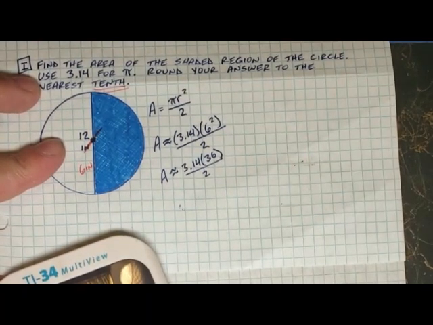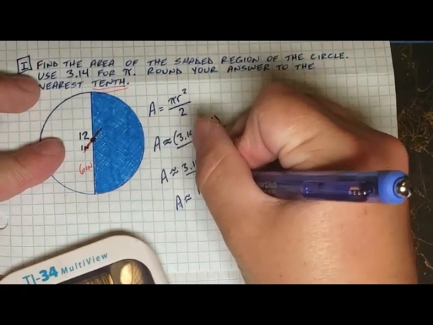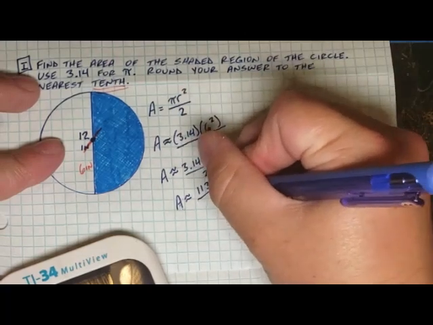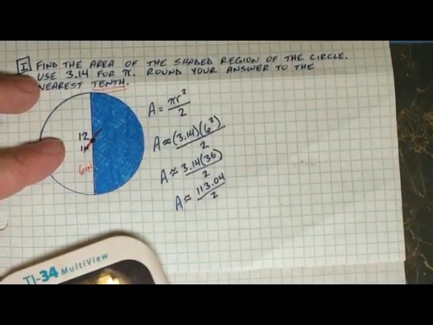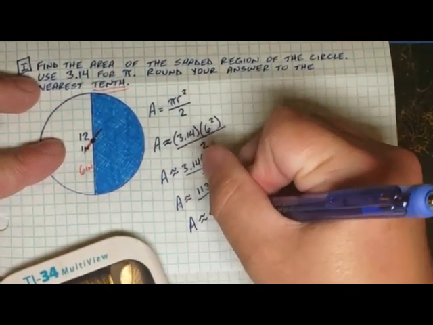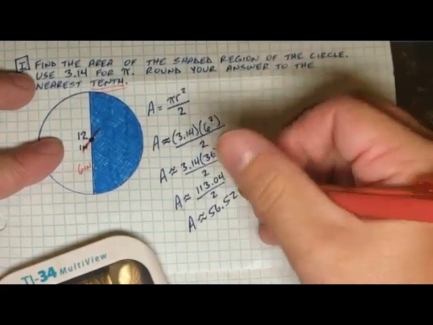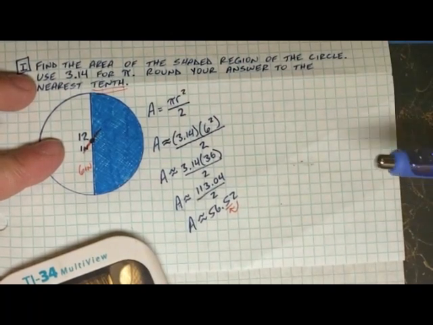3.14 times 36 is, and we don't want to round until the very end, 113.04. And again, we just want half of this circle, so divided by 2 is 56.52. It said round to the nearest tenth. So this 2 lets the 5 stay a 5.